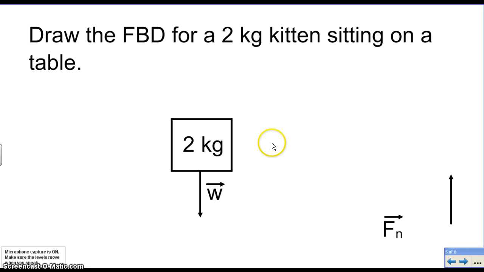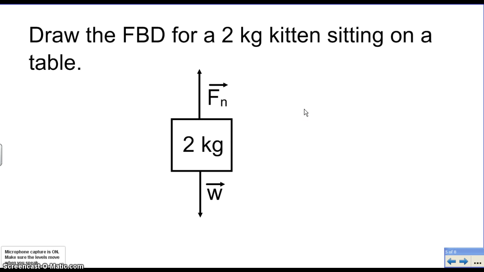Now, I do know that this kitten is not accelerating downward, so there must be something pushing the kitten back up, and it's the table. The table is pushing the kitten back up. So notice I put that vector on top of the box because we always want the tail to be attached to the box. Even though the table is actually down here, I put the vector up here because we always have to have the arrow pointing away from the box. And then I'm going to label it, and since it's the force due to the table, it's perpendicular to the table, that is the normal force.